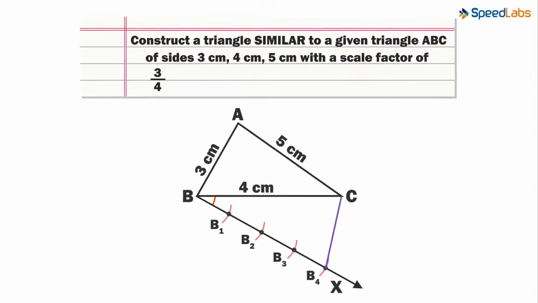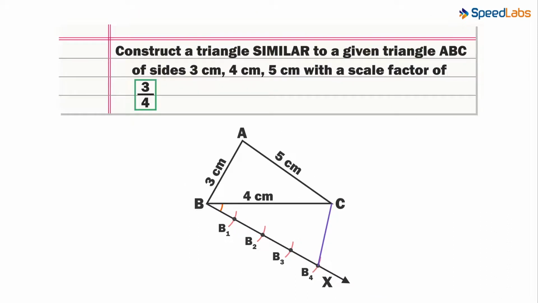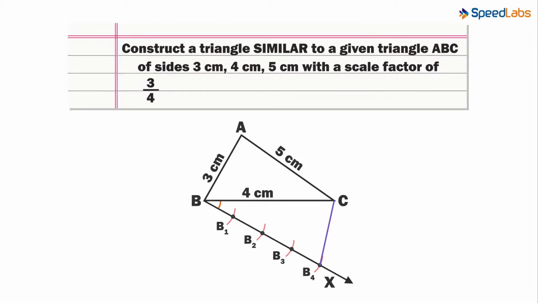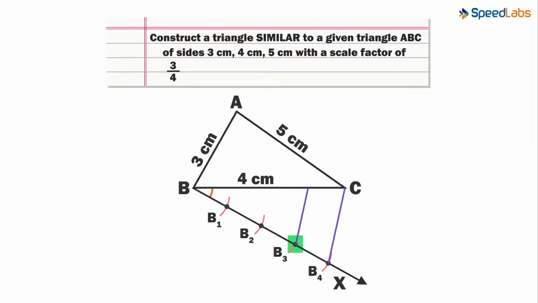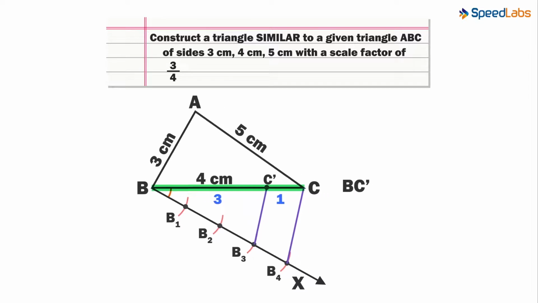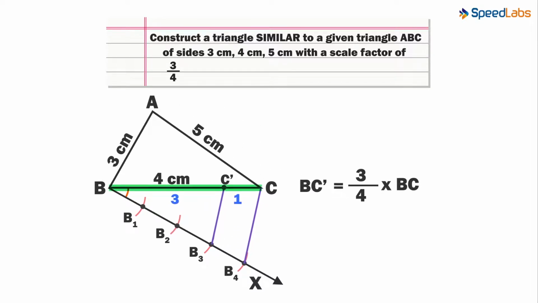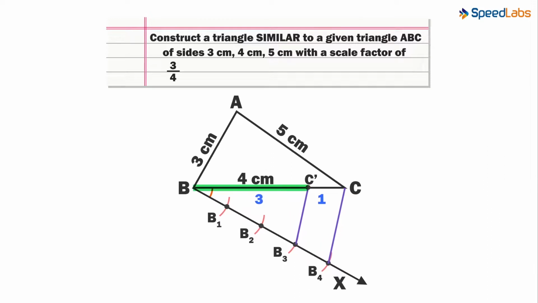Next, let's have a look at the scale factor once again. This time, tell me which of the numbers of the numerator and the denominator is the smaller one? Yes, it's the numerator, which is 3. As the small one is 3, we take the third point, which is B3, and draw a line parallel to B4C. We mark this point as C prime. Can you tell me what we did here? Yes, we divided segment BC in the ratio 3:1. We can also say that BC prime is 3/4 times BC. So BC prime is one of the sides of the similar triangle we are aiming to construct.